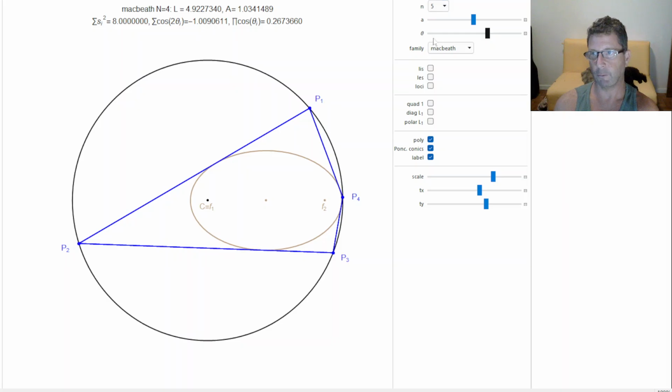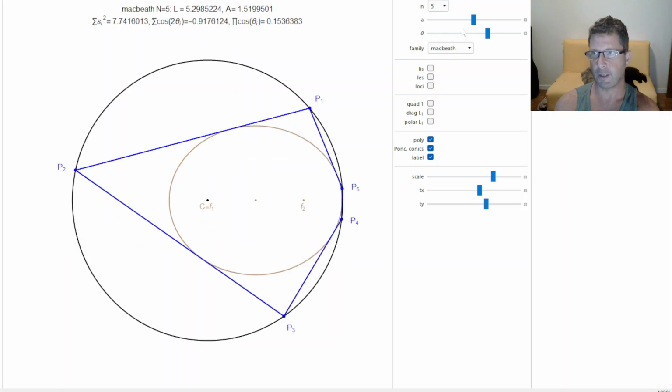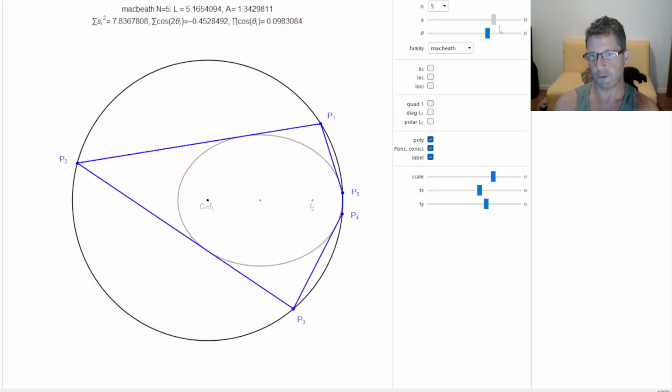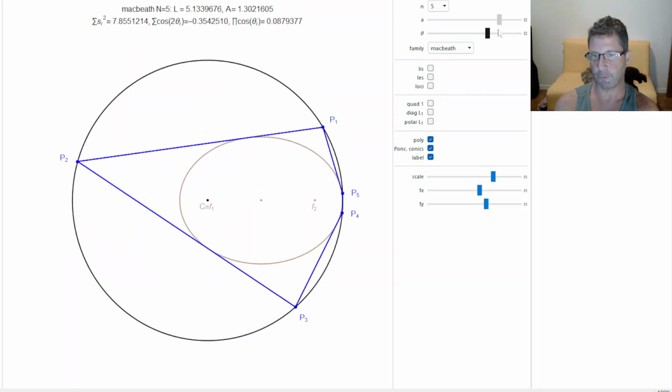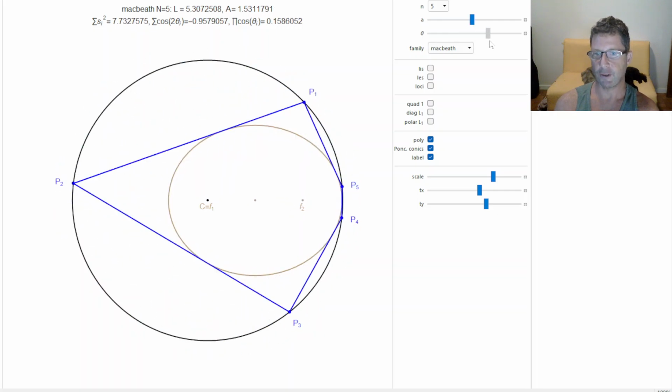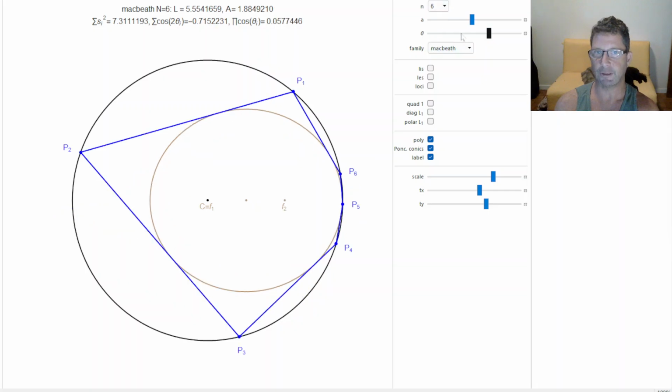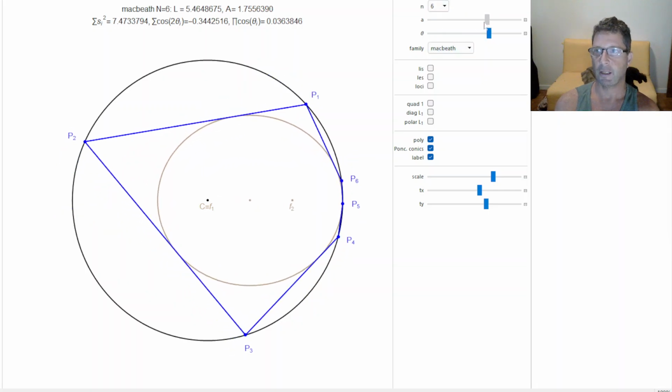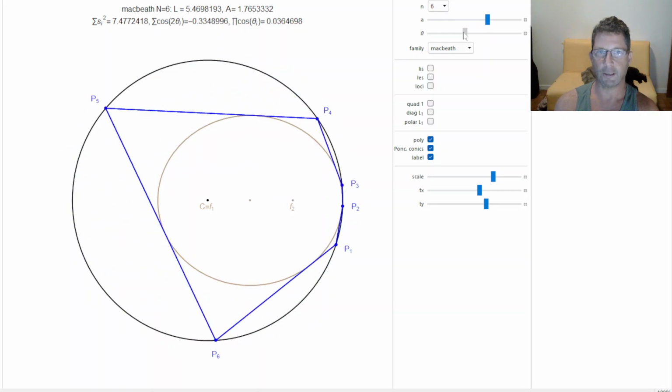And when I go to n equals 5, the sum of the squared side lengths depends on the particular eccentricity of the caustic, okay, but over the family, it is conserved. Let's try finally here for n equals 6 to see if anything interesting happens. It is dependent on the choice of the caustic, but it is not dependent on the angle.